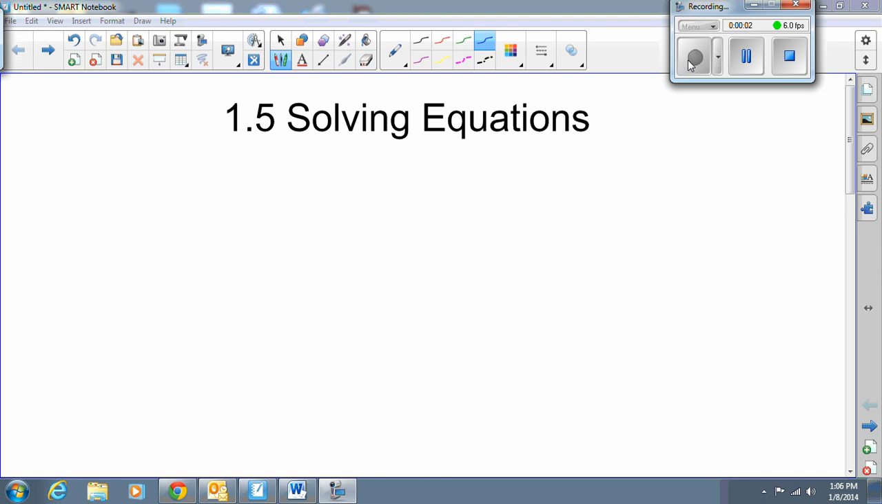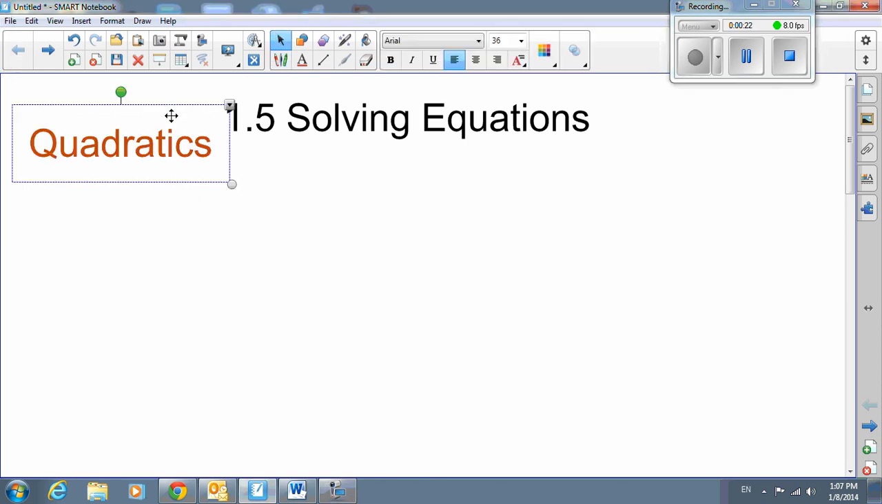Hey guys, your 1.5 video is over solving equations. Remember, equations are expressions that will have an equal sign in between. So the first part of solving equations will be over quadratics. Why don't we just start by solving quadratics?